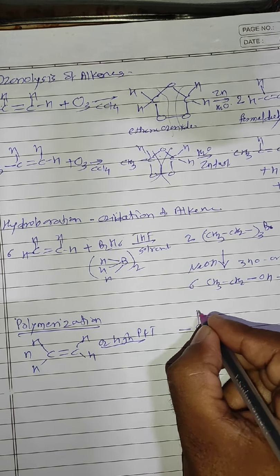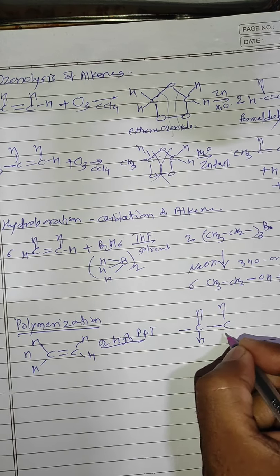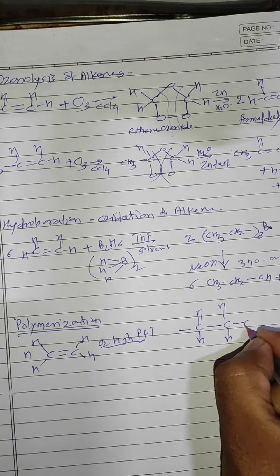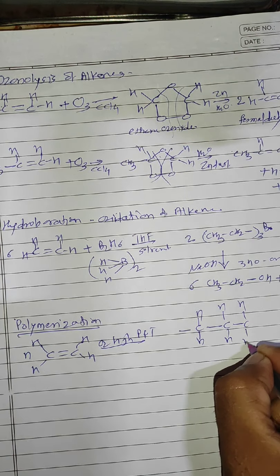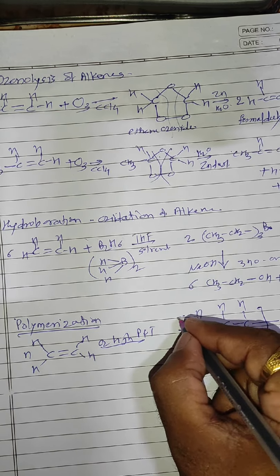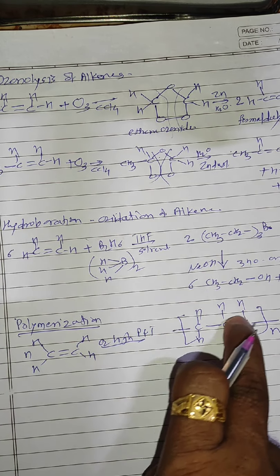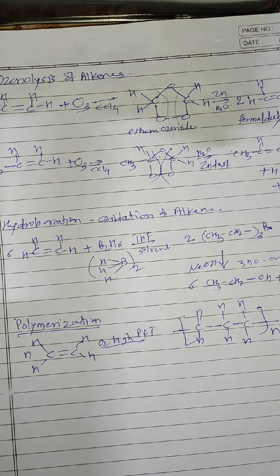CH2, then CH2, then CH2, continuing n number of times. That means an infinite number of this carbon-carbon chain is formed. Here n represents the number of repeating units and is a large number.